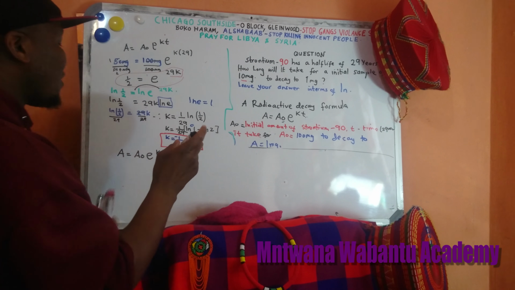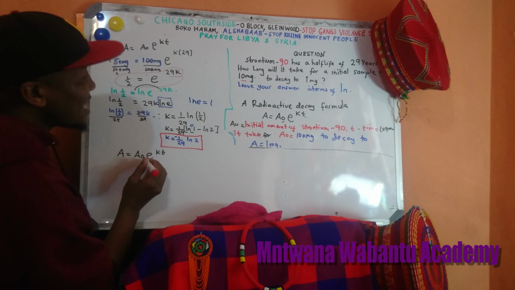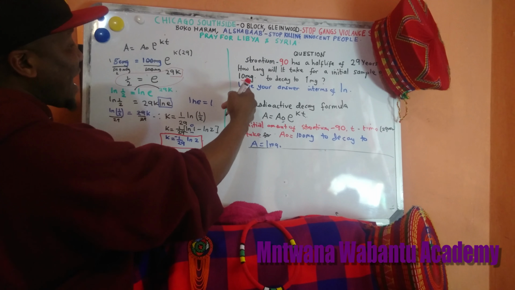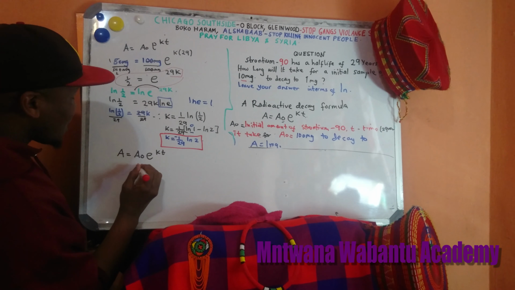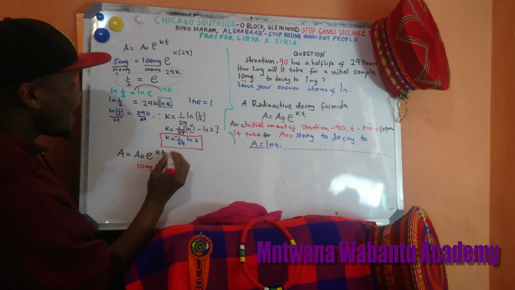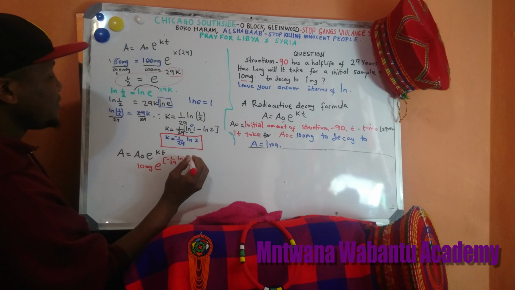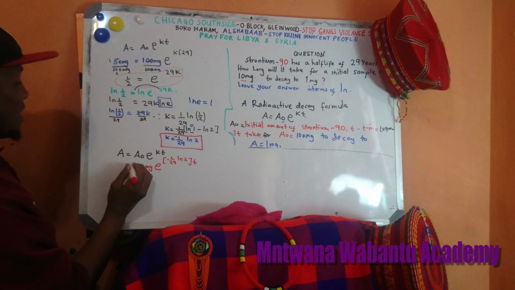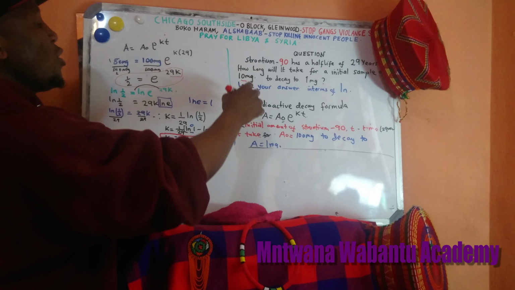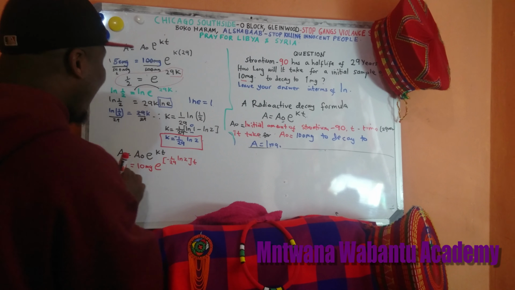Now we have the value of K, which we didn't have before, so we can substitute. Our A naught, the initial amount, was 10 milligrams. And we have e to the K, which we just found: K equal to negative 1 over 29 ln of 2, times time. And A, when it decayed, went to 1 milligram, so it's 1 milligram divided by 10 milligrams.